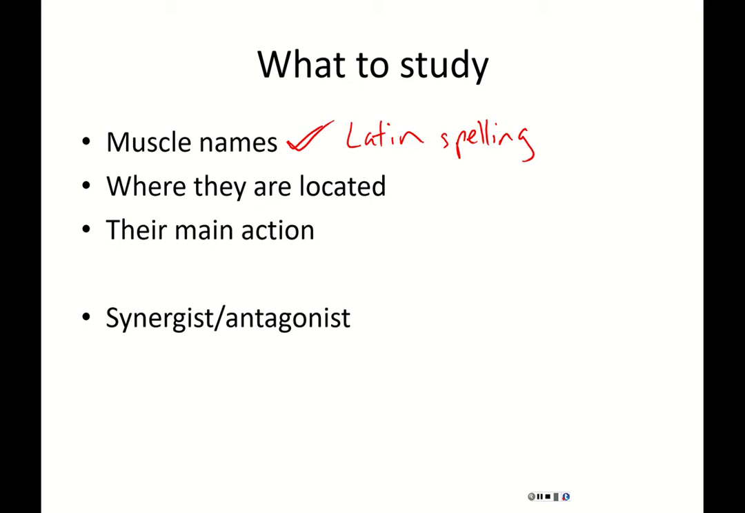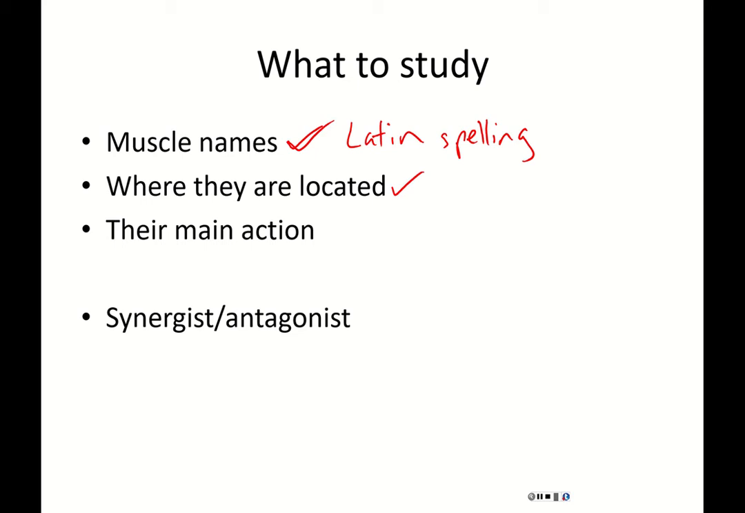Next, you need to know where they're located in the body. I've seen questions where it might say something like, which of the following is not a muscle of facial expression? And it will list a bunch of muscles, and one of them might not even be on the face. So if you understand where they're located, you'll be able to answer questions like that. They also might ask, which of the following muscles is not found on the anterior of the thigh?